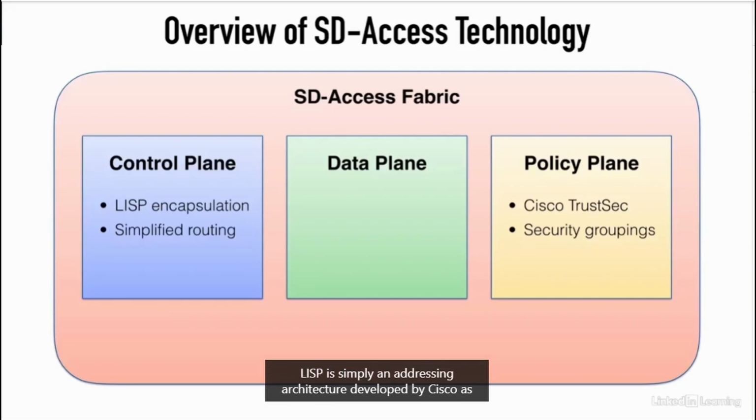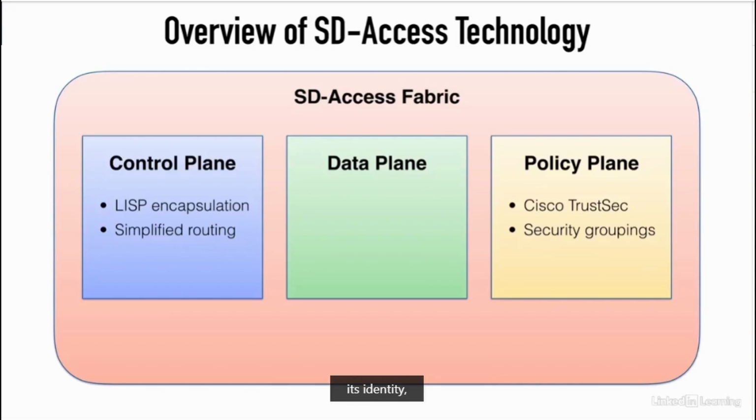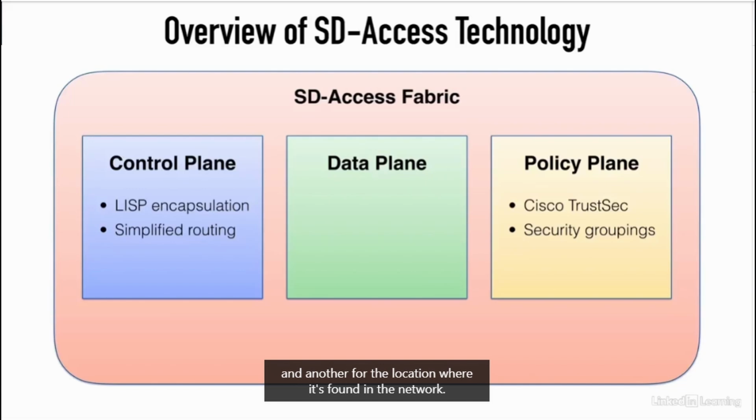The SD Access control plane is based on the Locator ID Separation Protocol, or LISP for short. LISP is simply an addressing architecture developed by Cisco as a variation of node addressing. So rather than relying on a single numbered address identifier, such as an IP address, LISP creates two addresses for each node, one address for its identity and another for the location where it's found in the network. So LISP is a way to simplify traditional routing and to streamline our network.